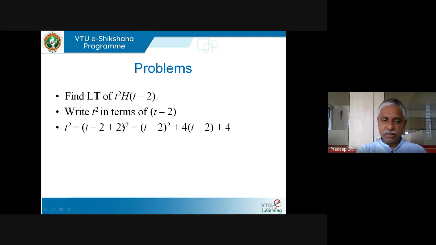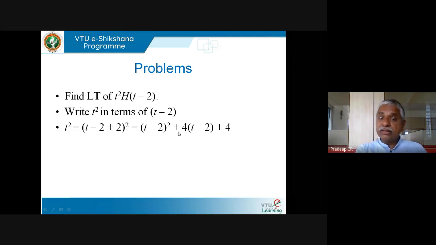That means 2 into a, that is 2 into (t minus 2) into 2. So 4 into (t minus 2), plus b square, which is 4. So nothing much, I just expanded this, with t minus 2 as a and 2 as b. That's how I expanded it. So I write this down.